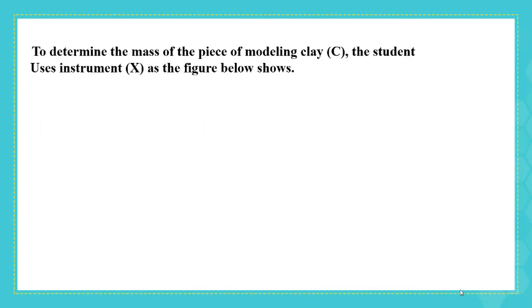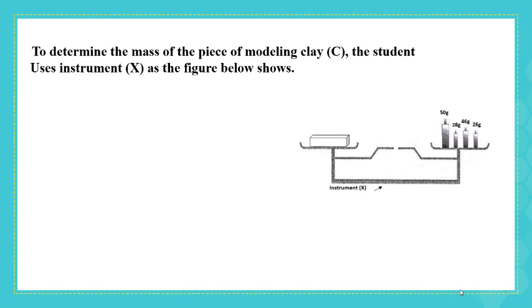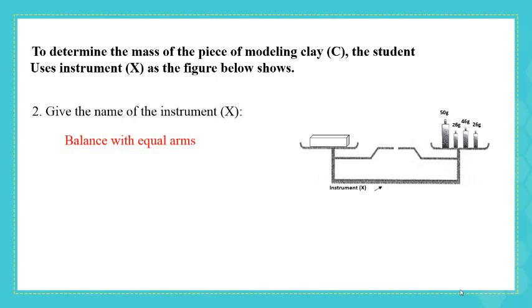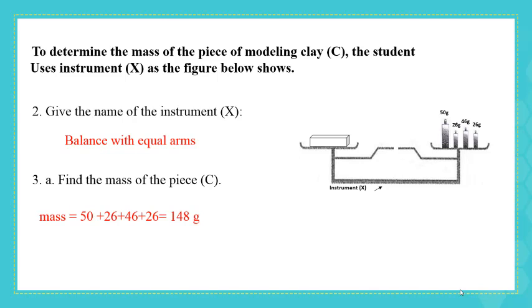To determine the mass of the piece of modeling clay C, the student uses instrument X as the figure below shows. Give the name of the instrument X, balance with equal arms or two-pan balance or Roberval balance. Question 3 part A. Find the mass of the piece C. You have to add the standard masses together, and its mass is equal to 148 grams.